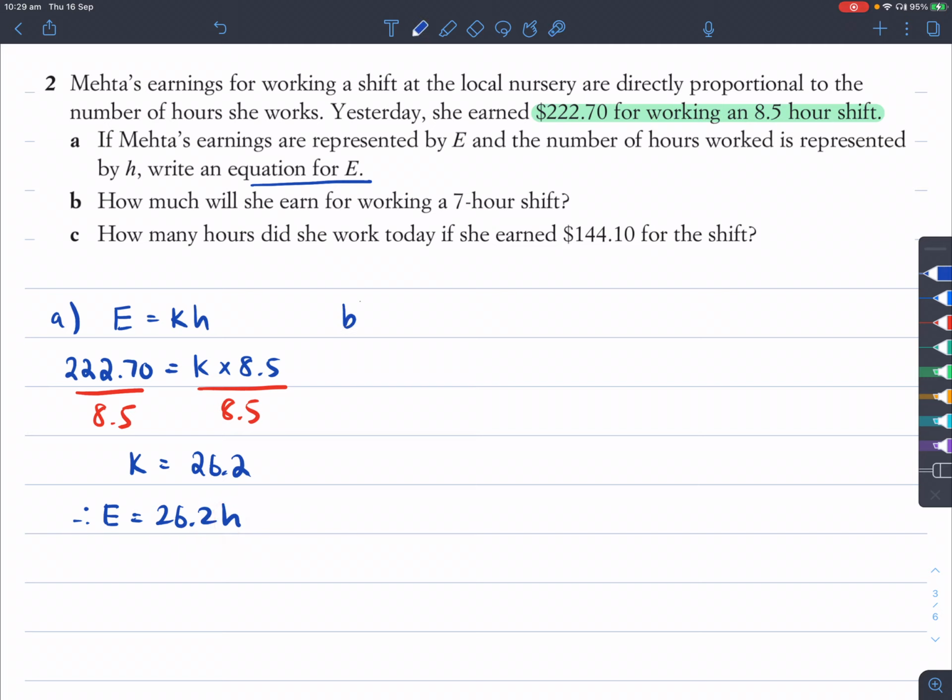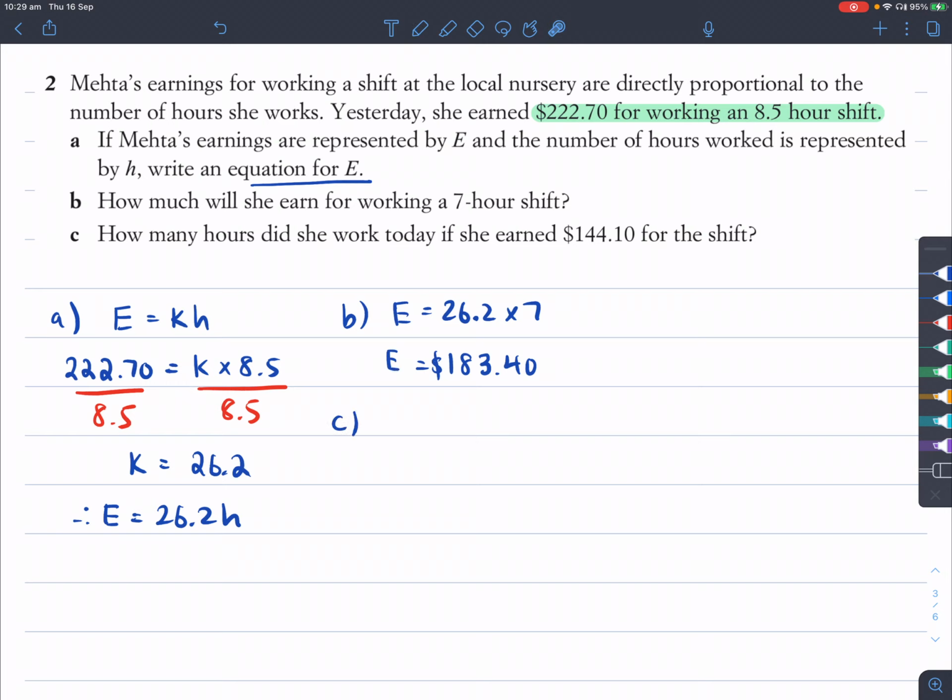So for part B, how much will she earn for working a 7-hour shift? E will equal 26.2 multiplied by 7. So if I multiply that by 7, I will now get $183.40.